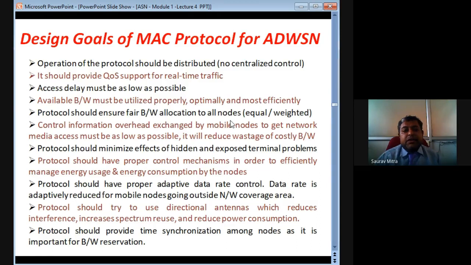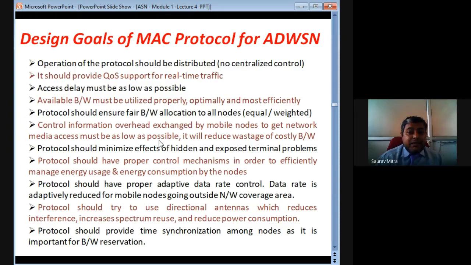The protocol should ensure fair bandwidth allocation to all nodes, equal and weighted. That is fairness of transmission: all the nodes should get a chance to transmit data, and all the nodes should be given an equal share. Otherwise data will be lost or will get piled up, and that will congest the overall channel and bandwidth. That should not happen. So the MAC protocol should ensure that bandwidth allocation to all nodes is equal and weighted. Control information overhead, that is CTS, RTS and all those things, by mobile nodes to the network media must be as low as possible.